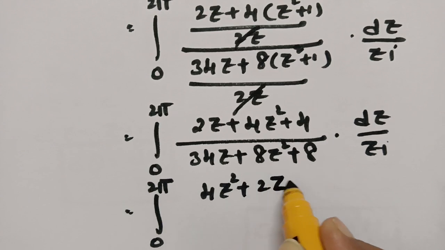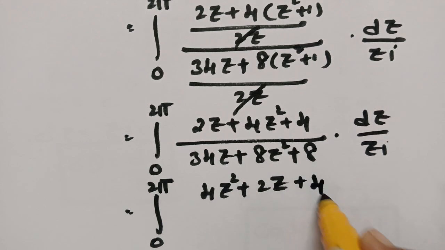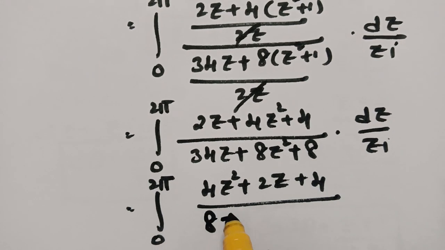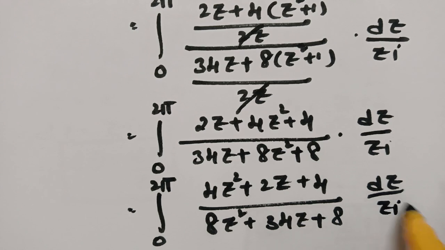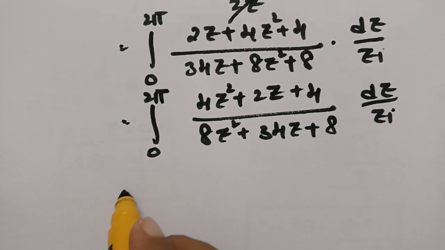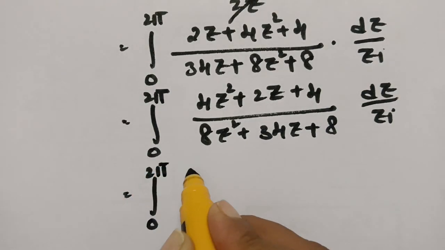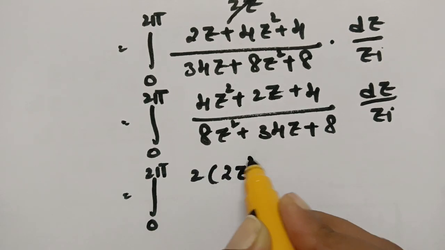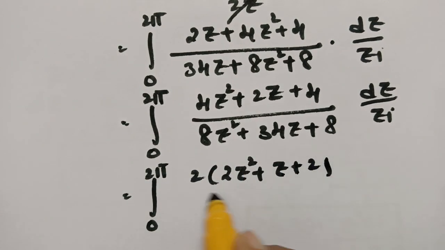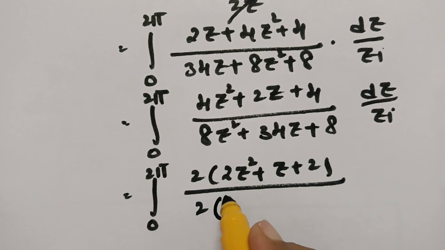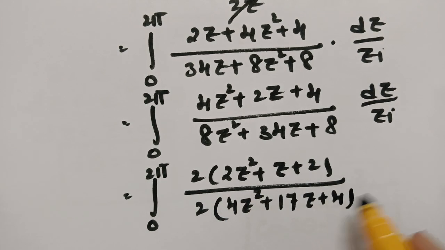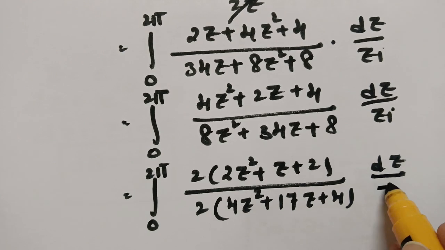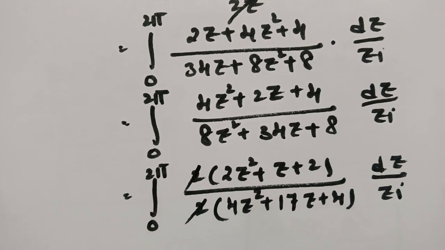4z² plus 2z plus 4, divided by 8z² plus 34z plus 8, into dz by zi. If I take 2 as LCM in the numerator, this will be 2z² plus z plus 2, and if I take 2 as LCM in the denominator, this will be 4z² plus 17z plus 4, into dz by z into i.